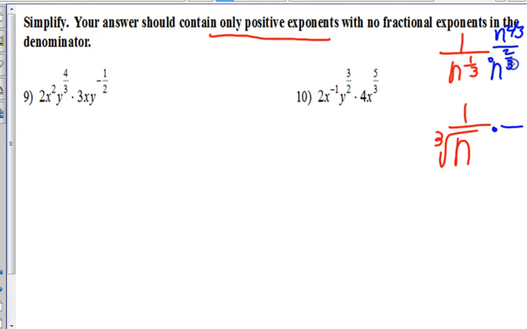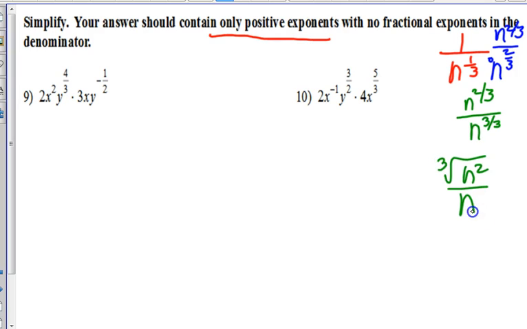See if that makes any sense. Now there's how many down here? Yes, there's an n to the 3/3 in the denominator and an n to the 2/3 in the numerator. This is 1, so I end up with the cubed root of n squared over n. This is equivalent to this when you get rid of it. And according to the directions, we could have left it n to the 2/3 over n.